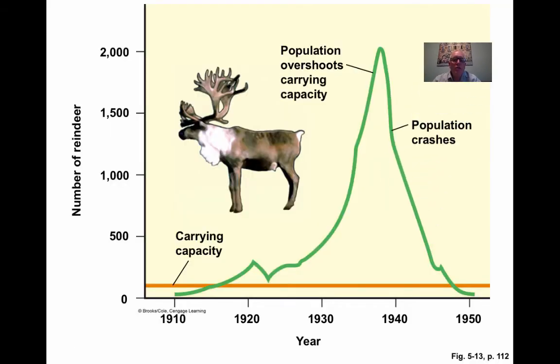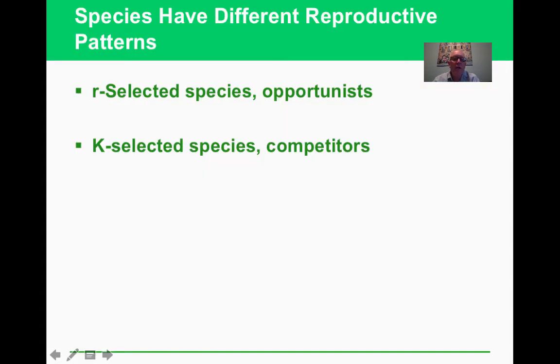Okay, so here's the example I was talking about. These are reindeer on an island, I believe in Siberia. And here's the idea. They overshot their carrying capacity, but it took a while for the population to die back down. So there's the idea of the dieback.